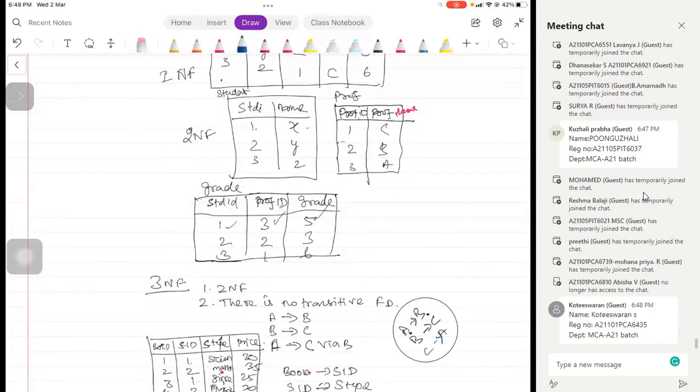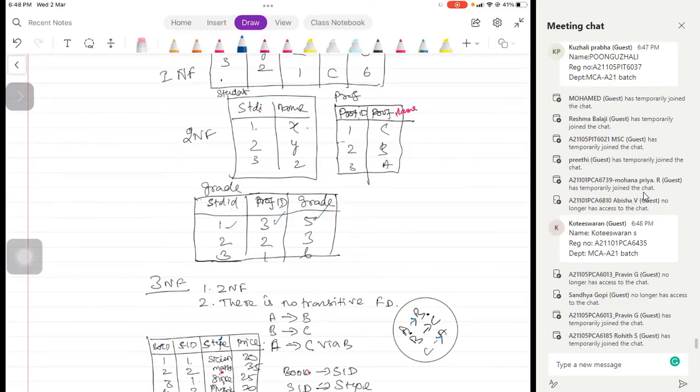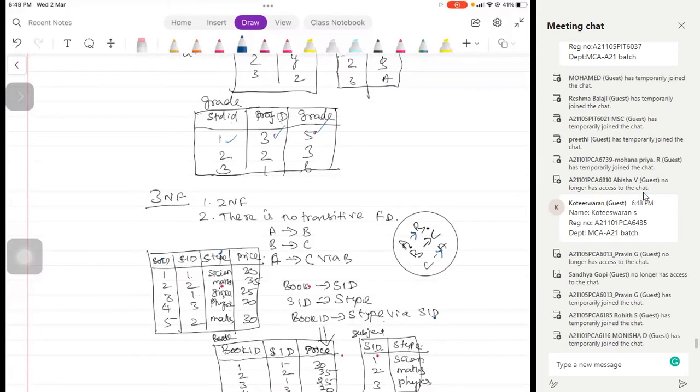First normal form is that attribute values should be atomic. Second normal form should have what? We decompose the table so that attributes are functionally dependent on the primary key. Okay. And another one is third normal form. Third normal form, first thing is it should be in second normal form.